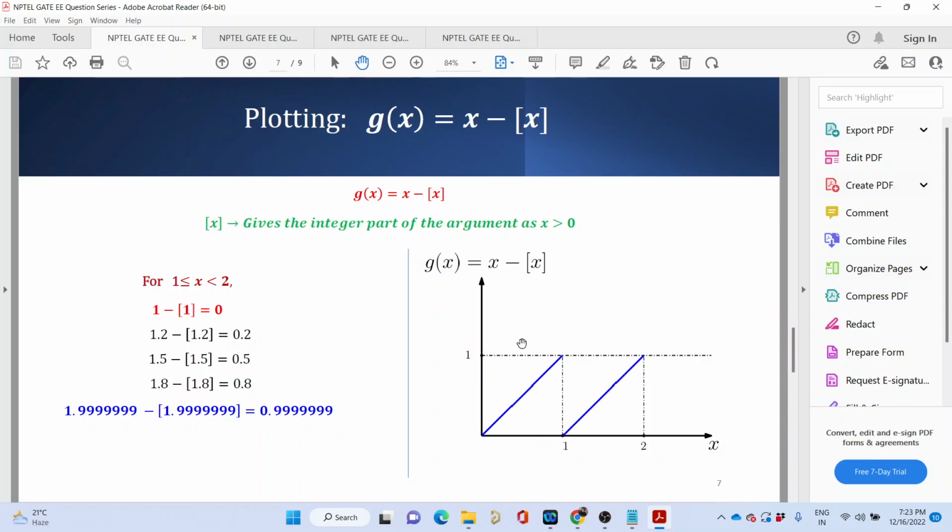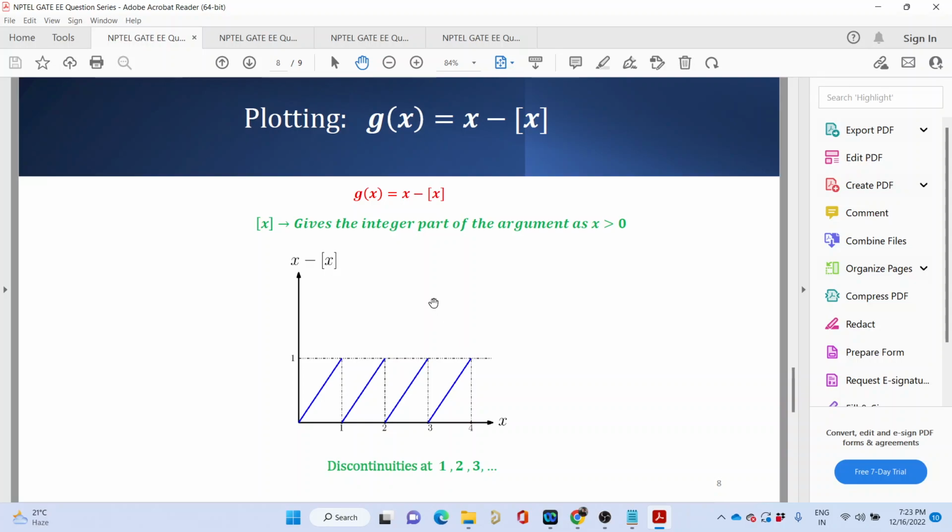Now, as the function is already known to us, what we see over here is that it is a periodic function. What is the periodicity of the function? It is unity, right? It is 1. Do you agree with me? Yes, sir. It is 1.